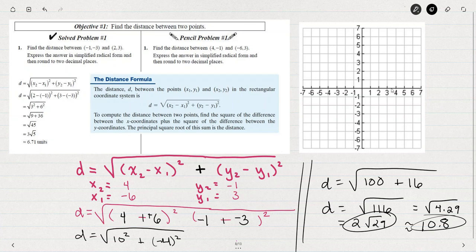Oh, and I forgot I put this grid here for us. If we want to visualize it, 4, -1, -6, 3. You could see that here's our change in x was the 10 units, and here the change in y was 4 units. So you could see that visually too, and maybe that helps you. And we're trying to find that distance.